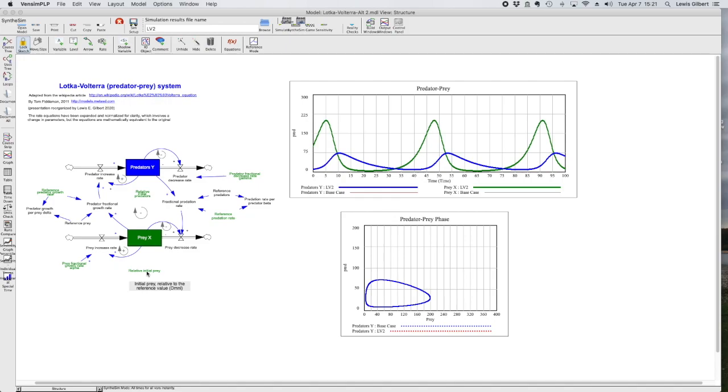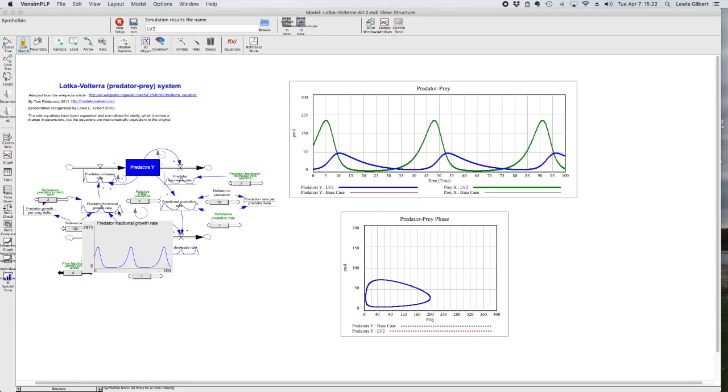Reference predators and reference prey set the starting point for any given run of this model. We'll muck around with these later on, but for right now, let's just note that there are 10 predators to start, 10 lynx, and 100 rabbits when we start.